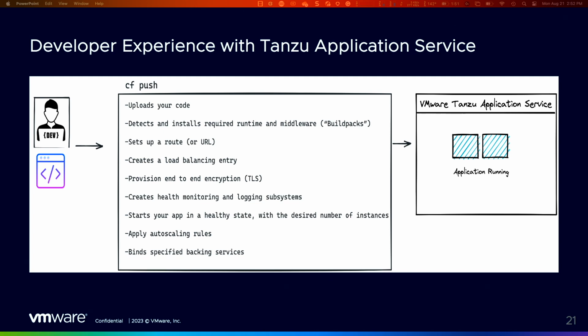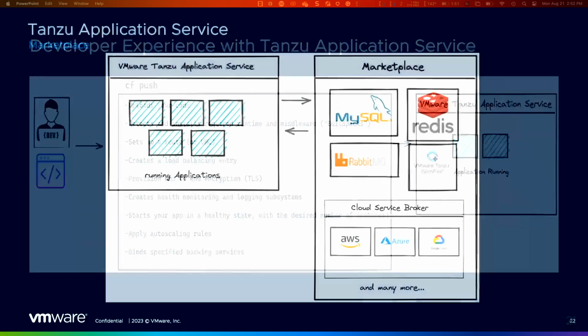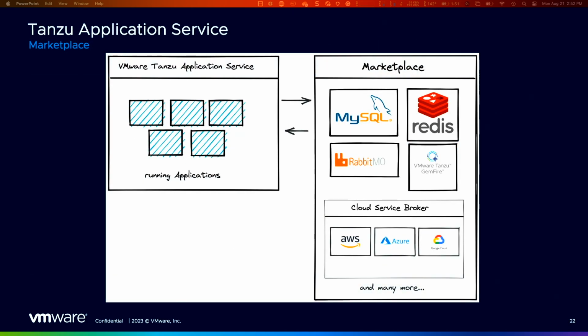We have a great thing called Application Autoscaler that can scale it up and down based on demand, and you can have a lot of different parameters that you want to apply to it. And we have this concept of backing services that transitions into the Tanzu Application Service or Cloud Foundry marketplace, where you can, as a platform engineer or IT administration or whatever you want to call yourself these days, add additional services for your developers.